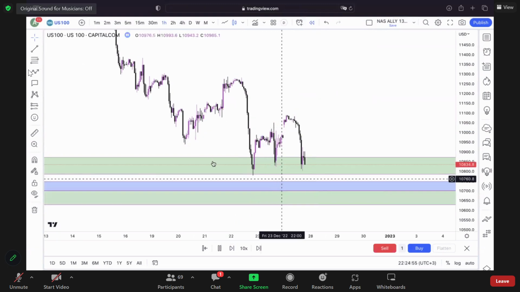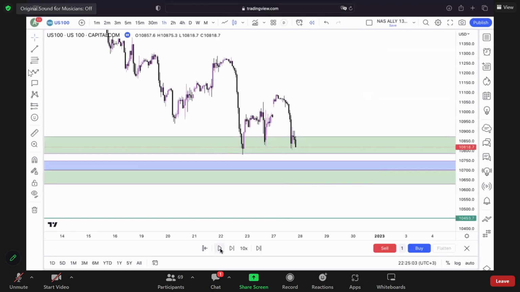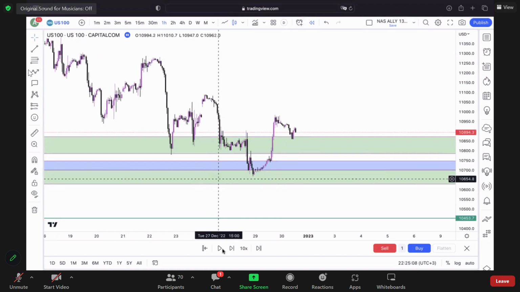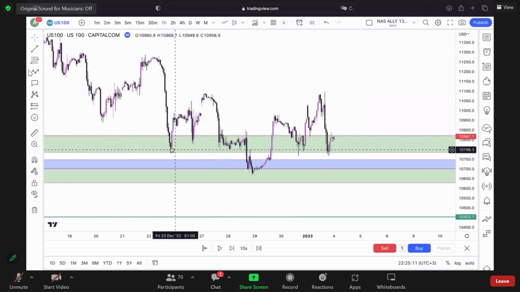I don't know why it just stopped like that. Okay, let's do it again. Okay, so look at the reaction it gives you. It gives you the reaction, right? And now it doesn't want to stop. Okay, so it gives you the reaction off of that first order block.